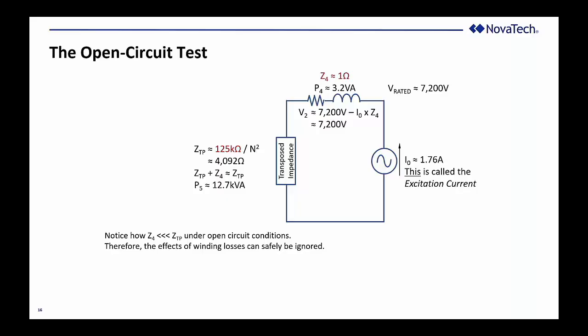So if I'm injecting 7,200 volts and I've got 125 k ohms on the primary side, I can transpose that onto the secondary side, and that works out to 4,092 ohms. Now, these numbers, the ones that I have highlighted in red, the 1 ohm Z4 and the transposed 125 k ohms, are numbers that I reverse engineered from the example given in the reference guide that we're using, which is the ANSI IEEE standard C12.19 standard.